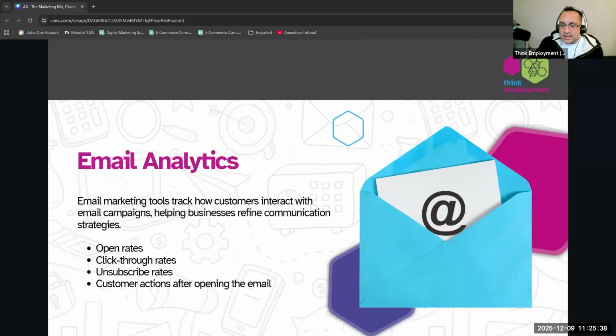Next is email analytics, another place where we get digital information. Okay, so we look at competitors and get digital information. We can look at analytics and get digital information. We look at reviews, but also email analytics.